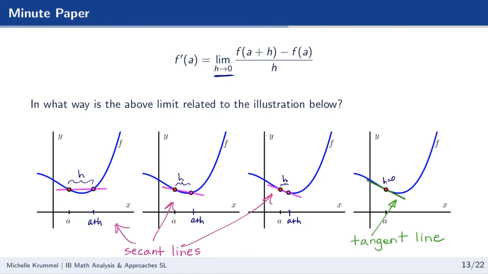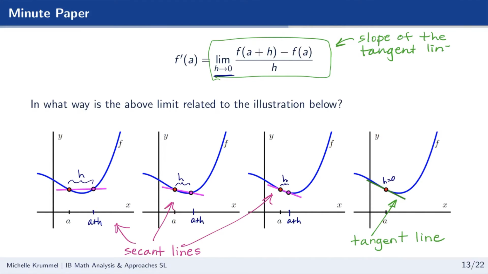And the slope of the tangent line is what we get when we take the limit as h approaches 0 of f of a plus h minus f of a over h. Okay, so this represents the slope of the tangent line, which also represents the derivative. We can see right here, that is the derivative of f at x equals a. We can also call this instantaneous rate of change.